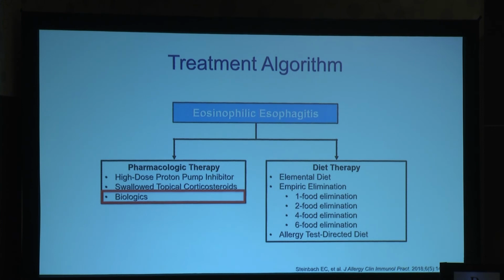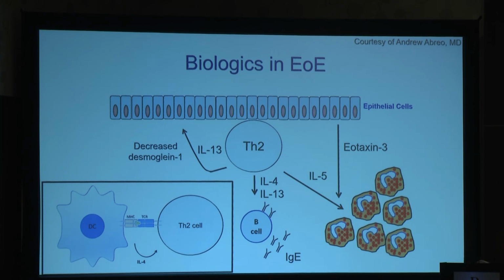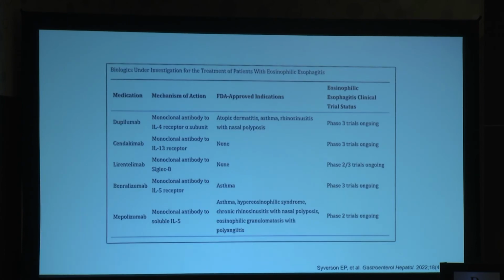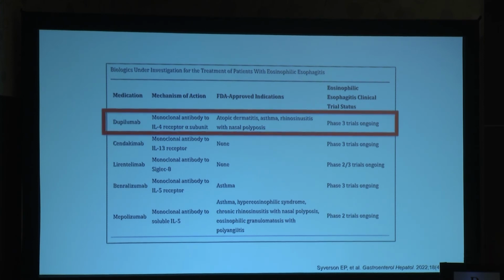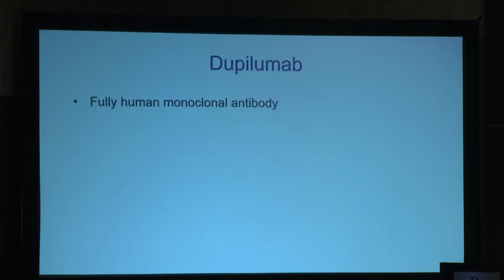And then luckily in the last few months, a biologic was just recently approved. This is just a slide to go over again all of the different pathways that biologics can try to target in EOE. And this is a chart from a study published earlier this year, going through all of the studies currently ongoing for biologics in EOE. We're going to focus on dupilumab because that one was actually just approved. Basically it blocks part of the IL-4 alpha receptor, and so by doing that it blocks IL-4 and IL-13.